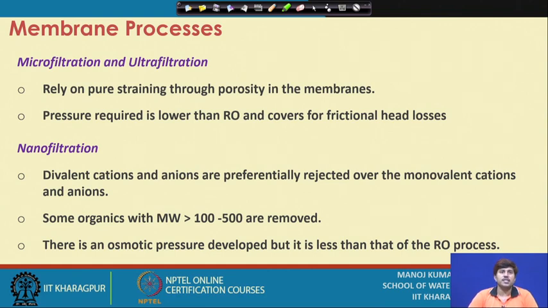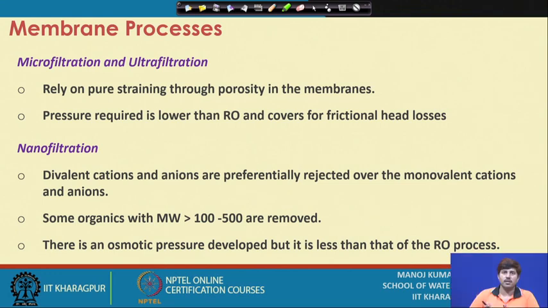The pressure needed is much lower than RO, and is essential for covering the frictional head losses only. There is no additional need of pressure, it can actually take place under gravity also, but a lot of time would be required because of the higher head losses of the very fine pore sizes. So, in order to overcome that, pressure is applied to cover the head losses, so that the flow can be smooth and relatively faster.